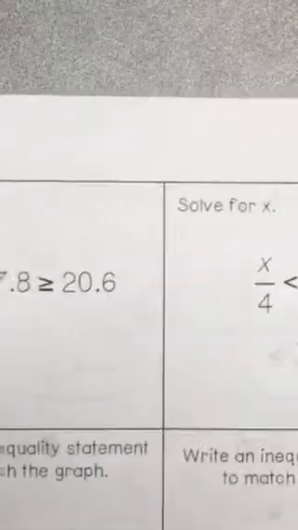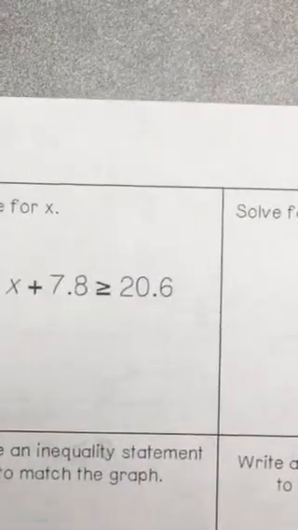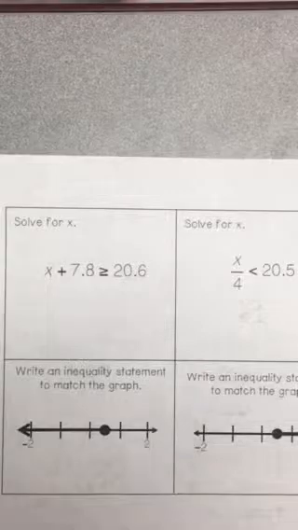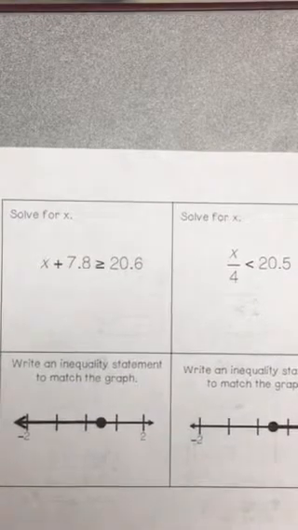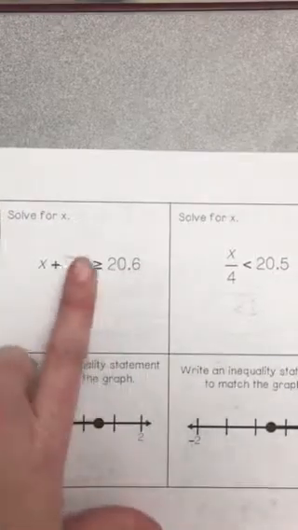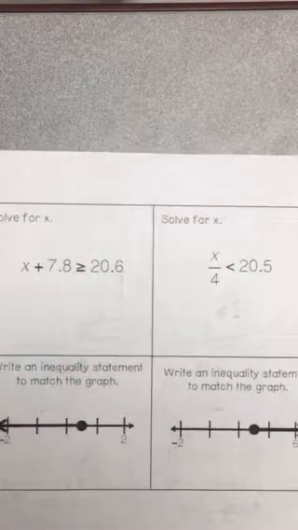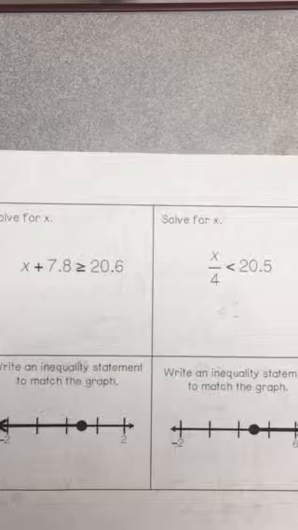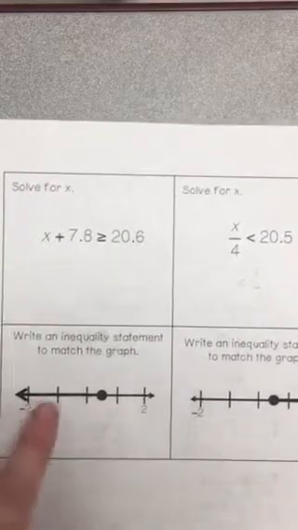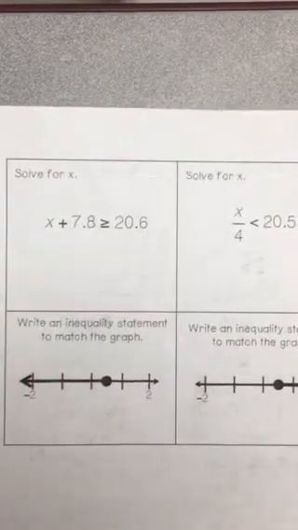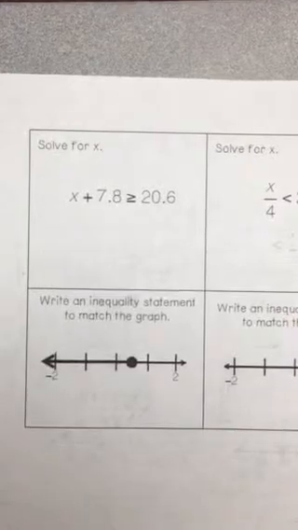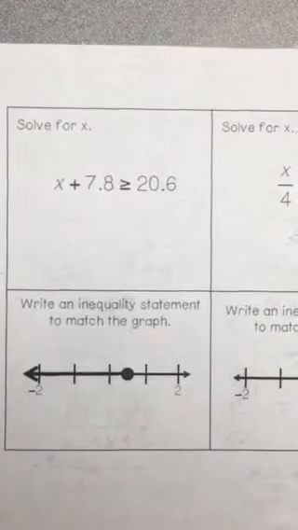On the back, I'm not going to go over the solving because I think that y'all should be able to solve it now that we've practiced a couple. The only difference between these and the ones on the front is that these have decimals, so you're going to have to deal with multiplying or dividing or adding or subtracting a decimal. But let's look at these two down here. It says write an inequality statement to match the graph.